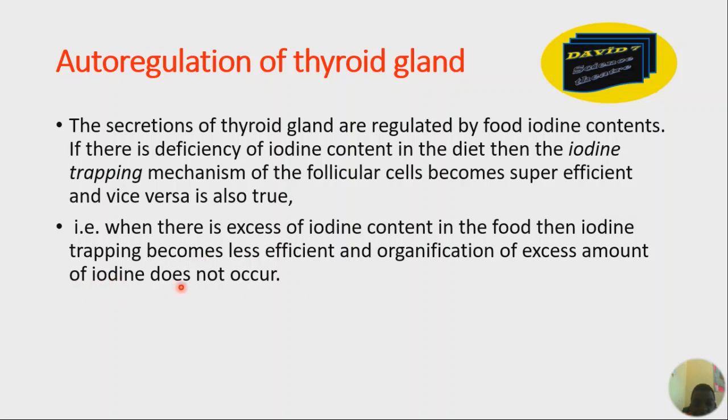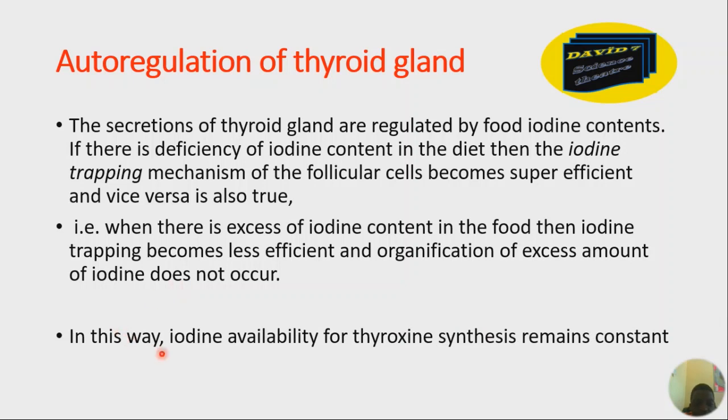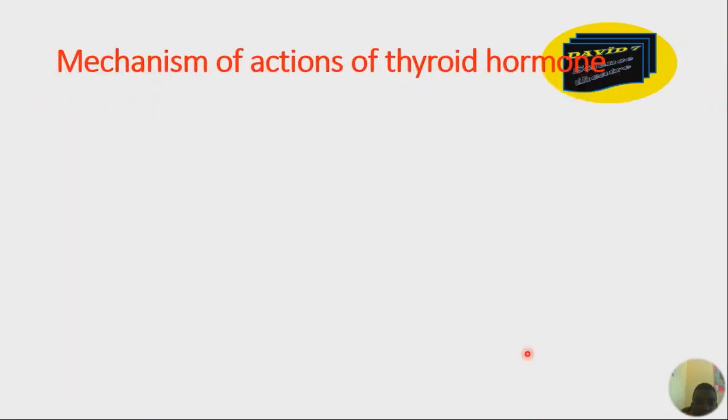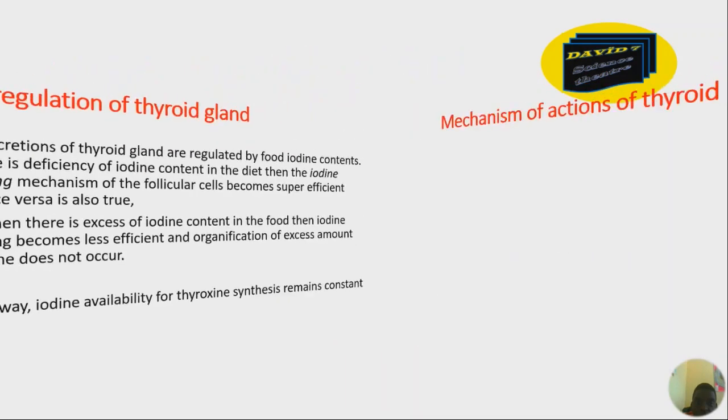As you increase the iodine in the blood, iodine trapping reduces or becomes less efficient. In this way, iodine availability for thyroxine synthesis remains constant. There is a constant supply. It can't be too high, it can't go low. It is constant iodine trapping. That is the autoregulation we were talking about.